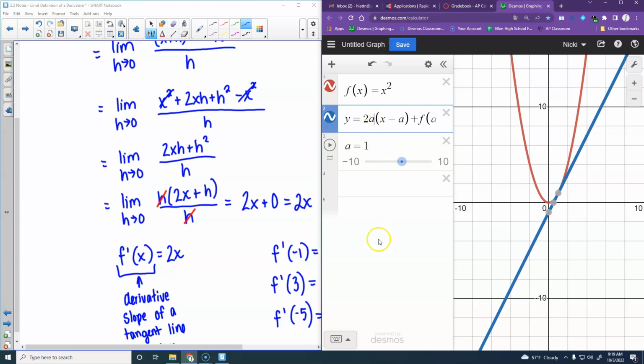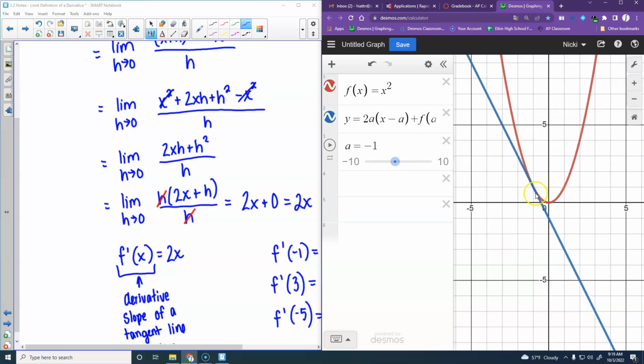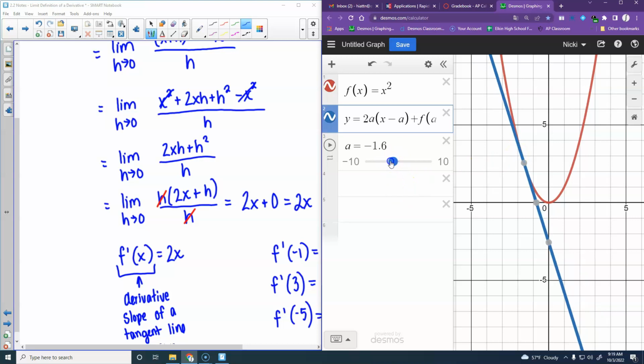Okay. Alright, so like I said, at the point -1, if a equals -1, then the slope of that line is -1 times 2, so you can see the slope of that line is 2. If I move this point over to where a equals -3, now the slope is still negative but more steep, right here at this point. And you can see 1, 2, 3, 4, 5, 6 over 1, so we have a slope of negative 6.